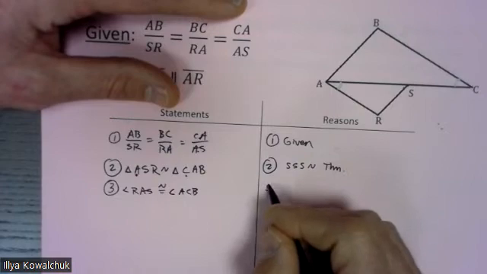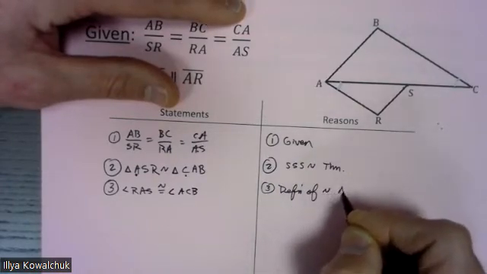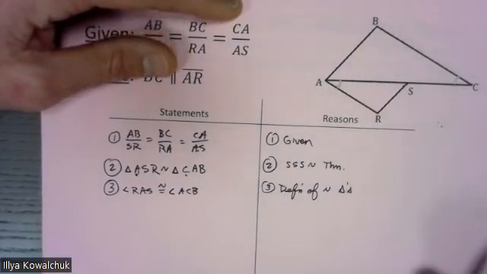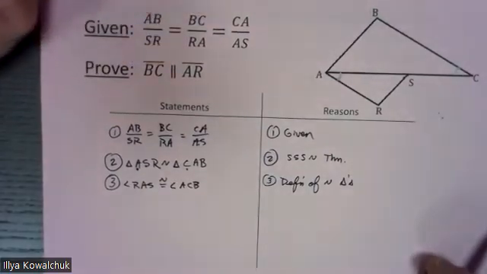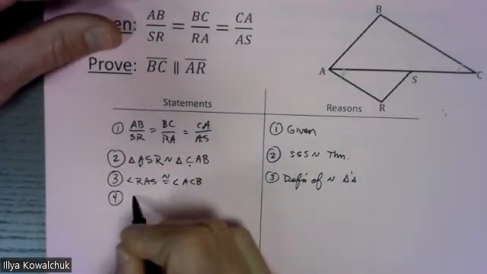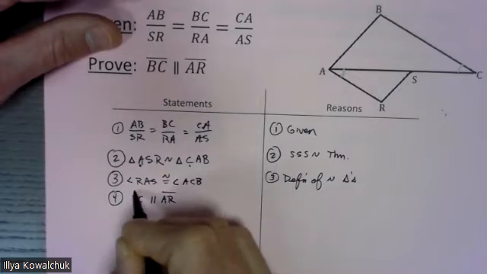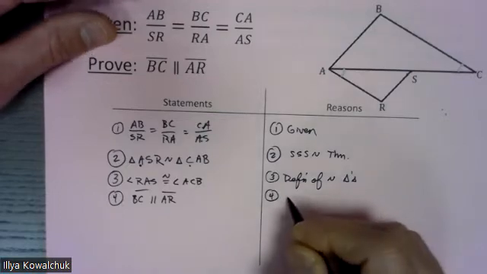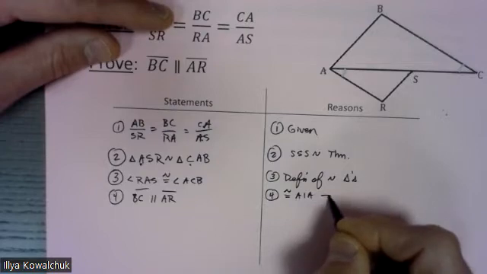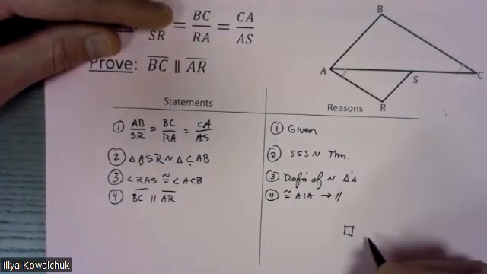What's the reason for that? The definition of similar triangles, which tells us that all 3 sides are in proportion and all 3 corresponding angles are congruent to each other. Now we're good to go. We're done. BC is parallel to AR because congruent alternate interior angles give us parallel lines. Yay!